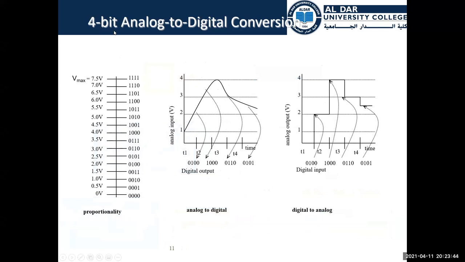The representation here, if we talk about the analog to digital and digital to analog, from 0 to 10, the representation can be presented by this range of values. If we have 4 bits, so for example, if we move from T1 to T2 to T3, and this is the time X, and this is the analog input voltage, this is going to be represented by 2, which is 0010 in binary, and this is represented by 0001. This is 8.